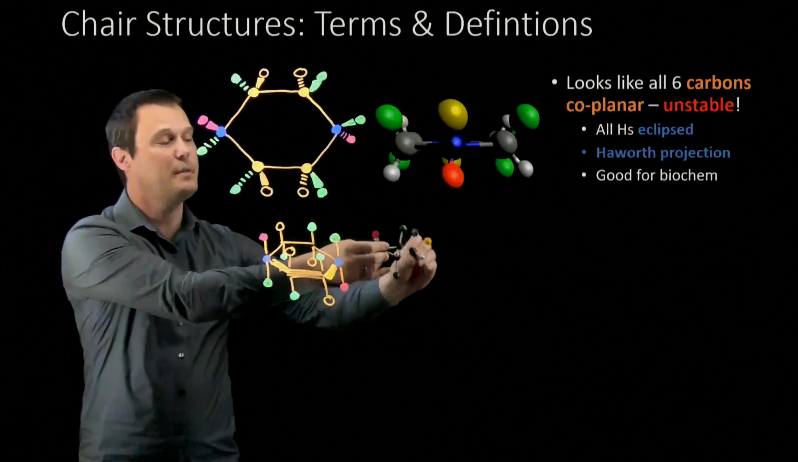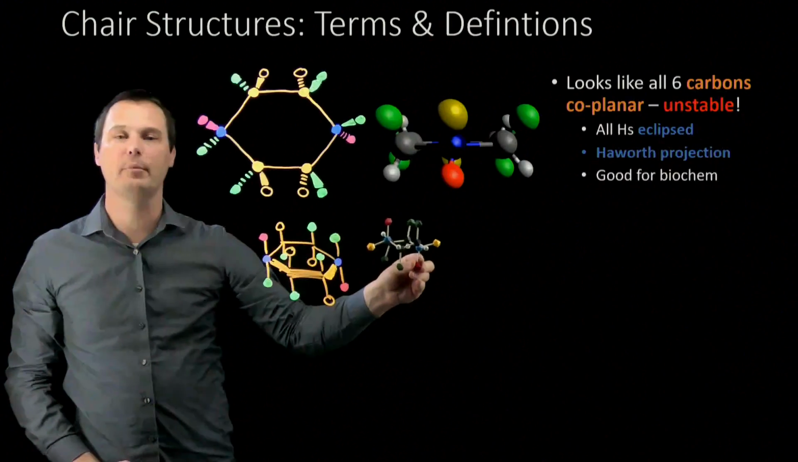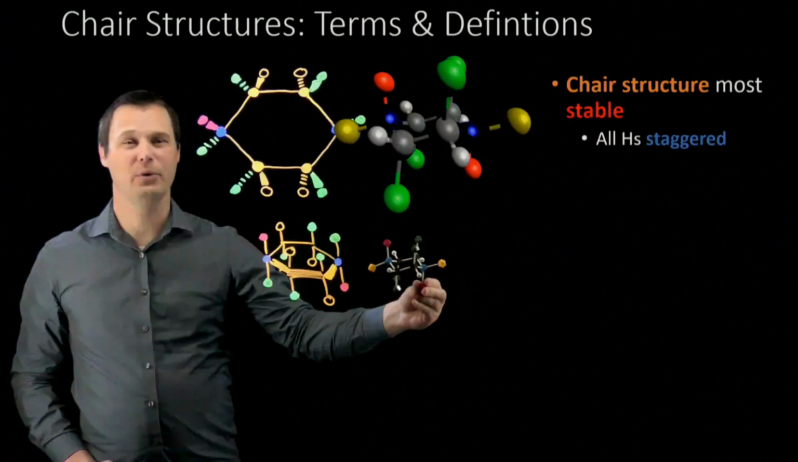It's really easy to do with this model kit. That's one of the reasons why I like this model kit. But I'm going to choose the carbon on the left pointed up and the carbon on the right pointed down. That is going to put our molecule into the chair structure.